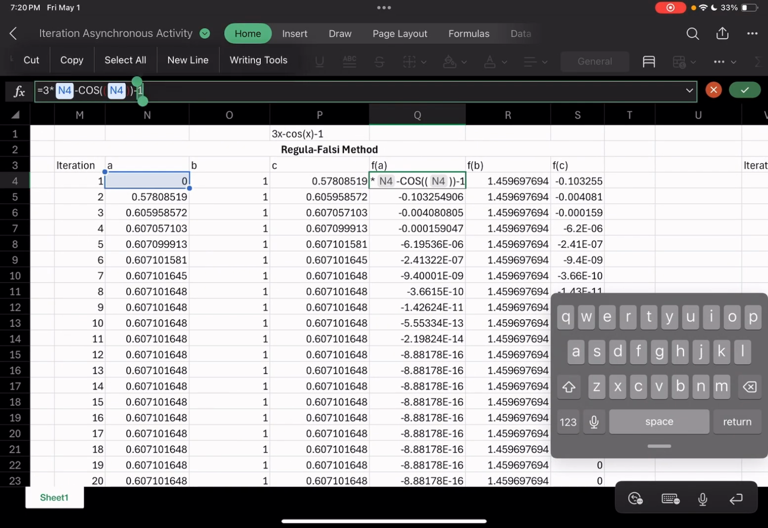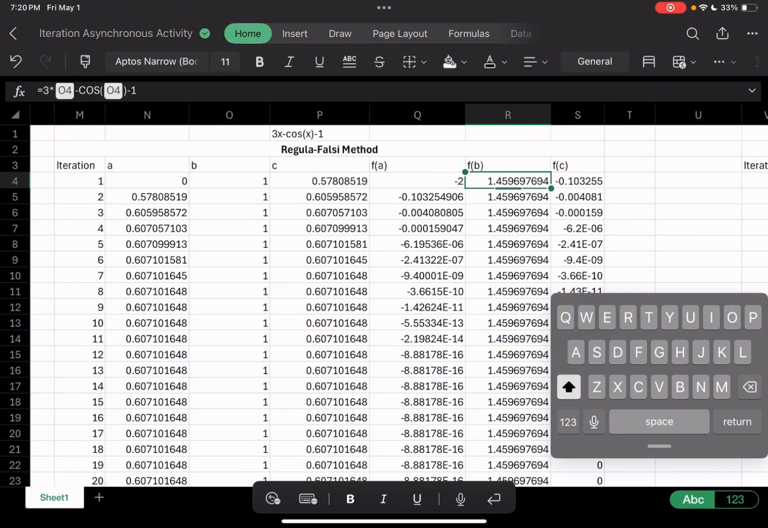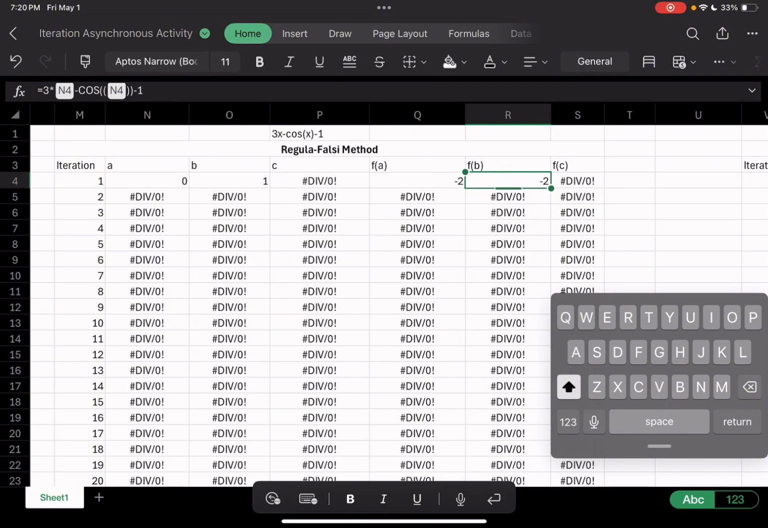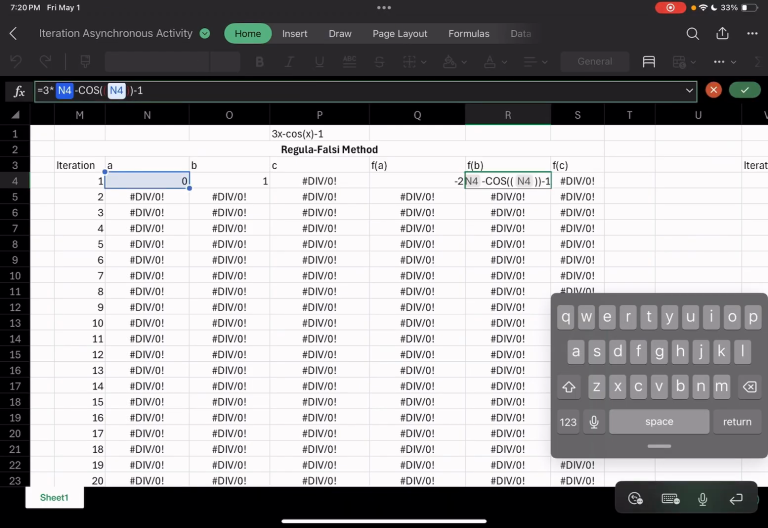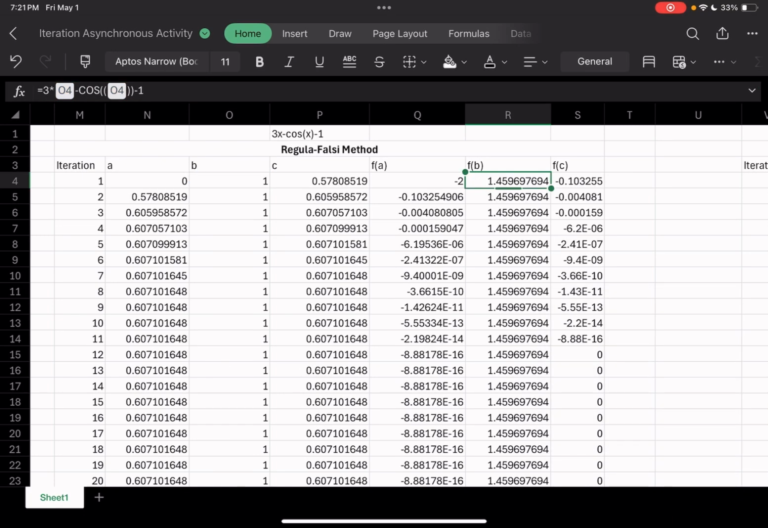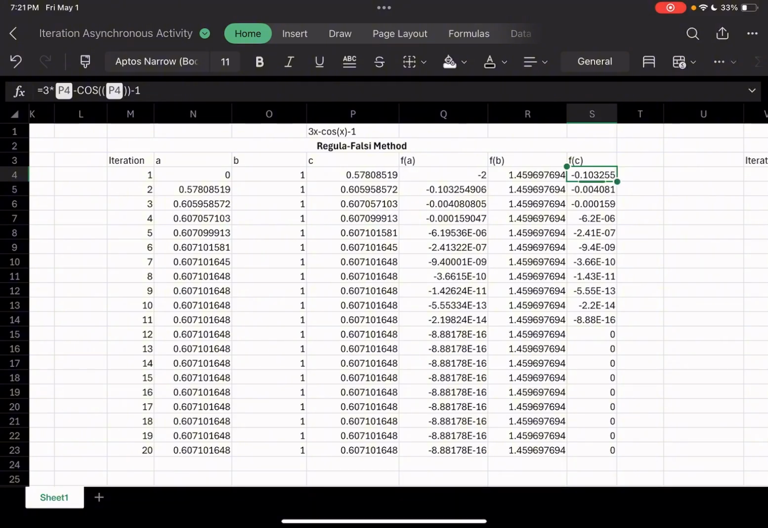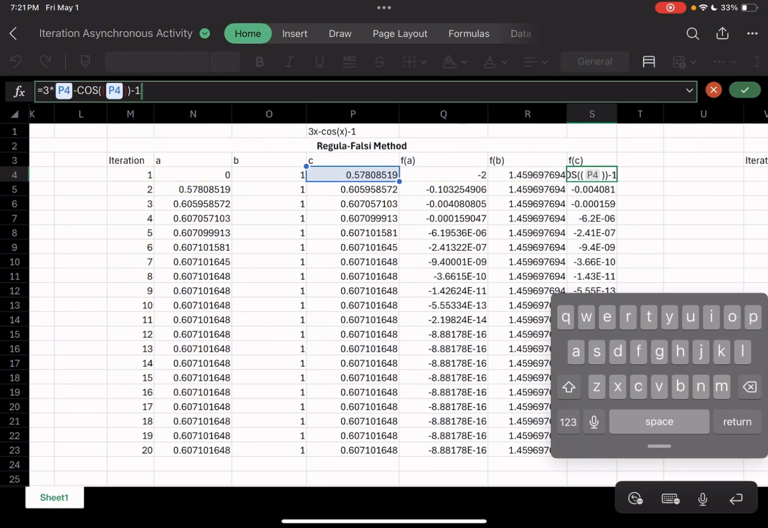I'll just copy this, and then I'm going to paste it for F of B. However, for F of B, you're going to change N4 to O4, since this is F of B and we need the value of B, not A. Just simply change that and you will have your F of B. The same goes for F of C, just like what we did for our F of A and F of B. So let me show that again. We're going to paste it, then change the numbers to C.